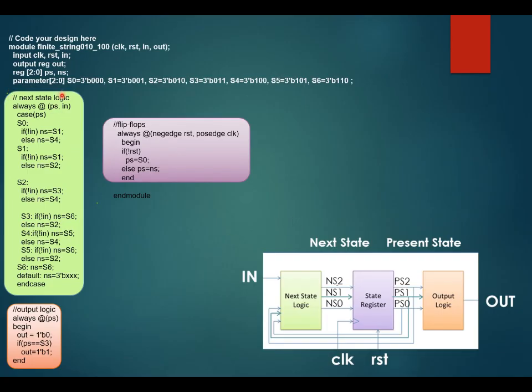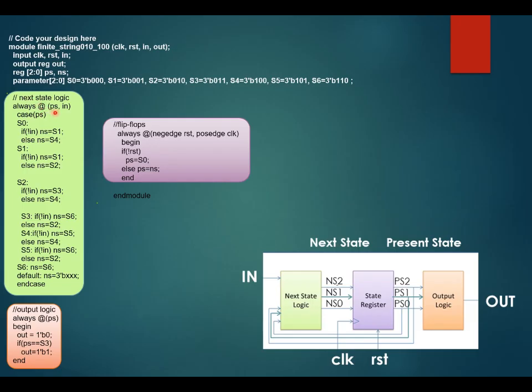Okay, so based on the state table, let's first code. You have 3 always blocks. You can code any block in any sequence, because always blocks are concurrent to each other. That means the execution of the lines inside happens as a behavior of the hardware in a concurrent or simultaneous way. Okay, so next state logic.